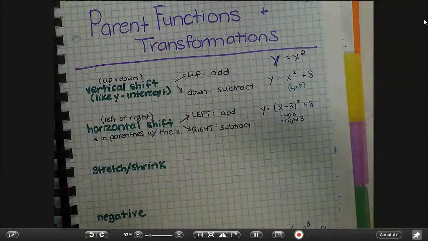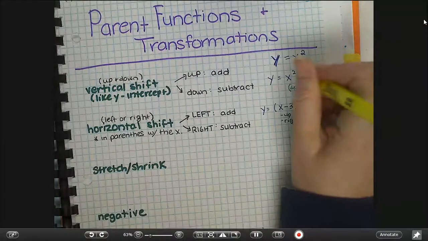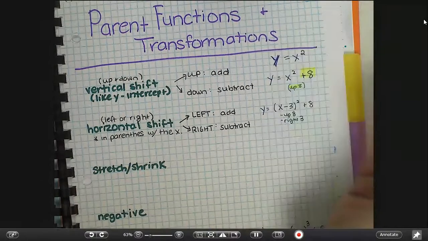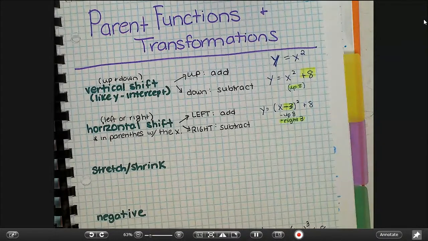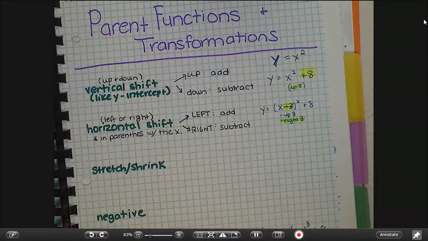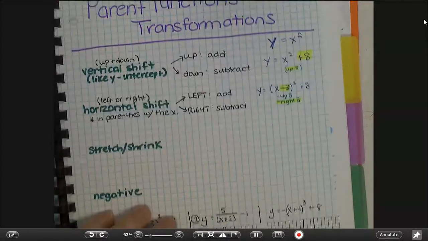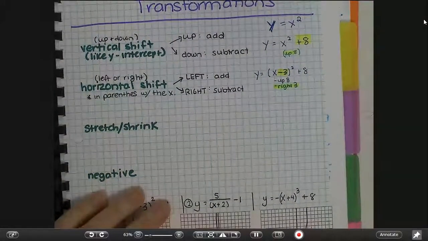I'm going to use a little highlighter here just to make it more obvious, just in case you need that. That's up 8, right 3. All right, so your eyes are going to be focused on these little bits and pieces in order to make sure that you move the graph correctly.